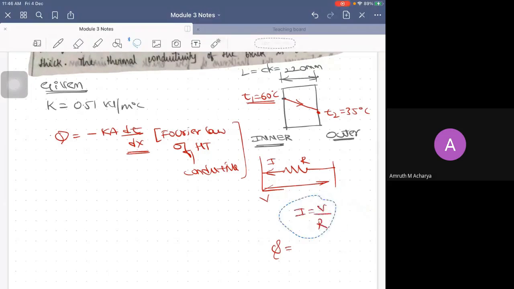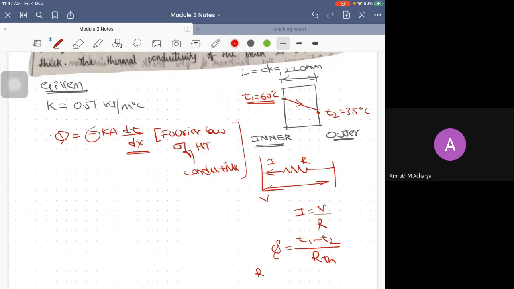So I is the flow of current, whereas Q is the flow of heat. V is the potential difference across its ends. Here, there will be a temperature difference across its ends, so it is T1 minus T2. I have already taken the minus sign here, so no issue. Divided by resistance, and resistance in this sense is thermal resistance.